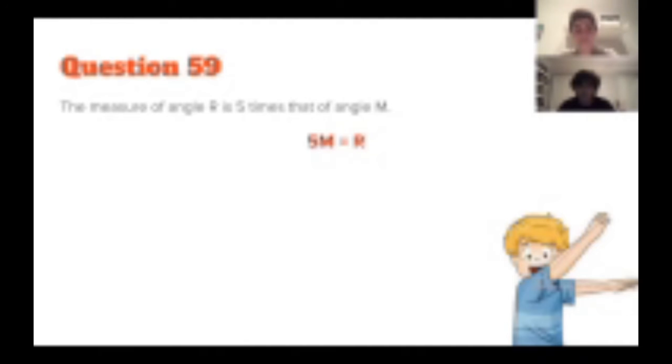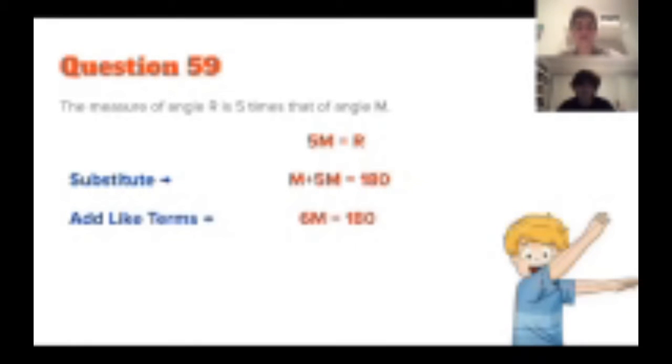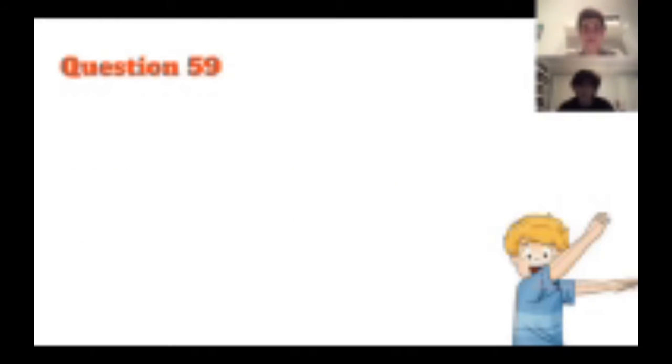5M equals R. We can substitute this value for R into our original equation, so that we only have to work with one variable. We get M plus 5M equals 180. We know that 5M plus M is equal to 6M, of course. But now let's try to get M on its own. So we can divide both sides by 6 to isolate the variable M. 180 divided by 6 is equal to 30. Therefore, angle M is 30 degrees.